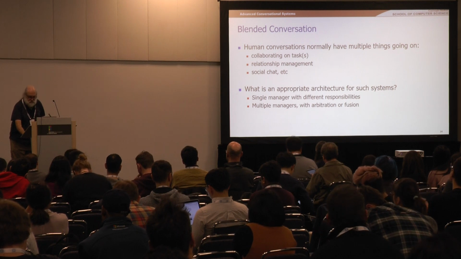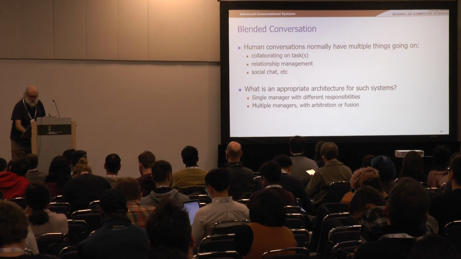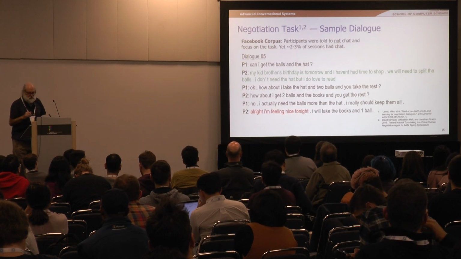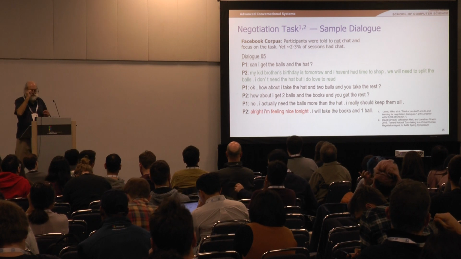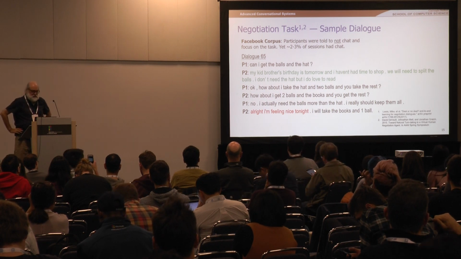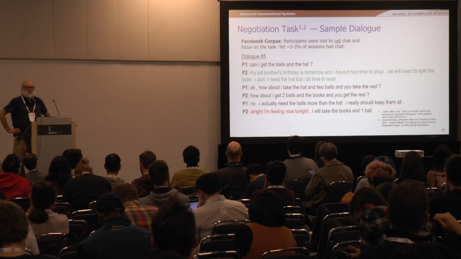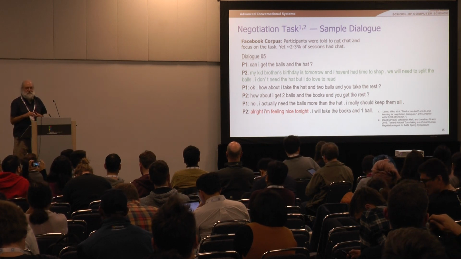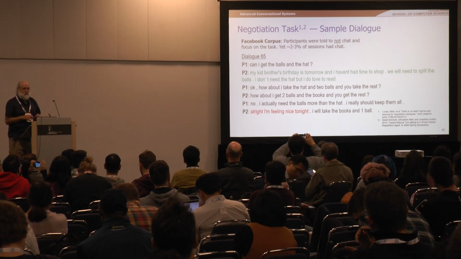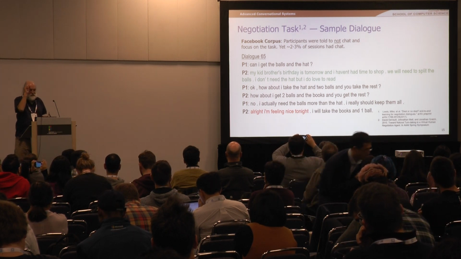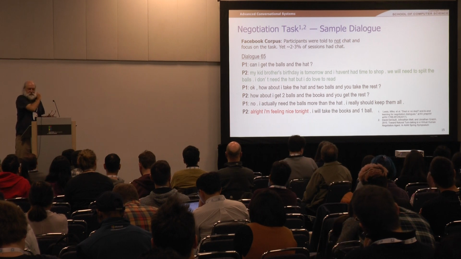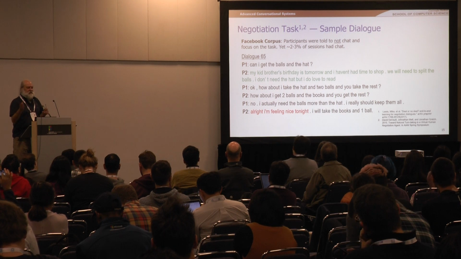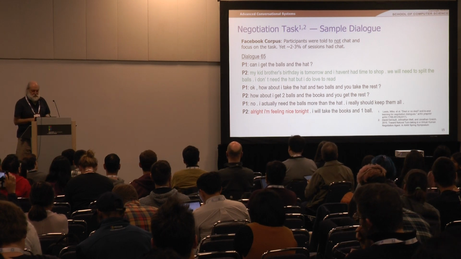So now I'm going to hopefully take not too much of a detour and talk to you about some recent work we've done that was based on the Facebook corpus for negotiation. So I think most people here are familiar with this, at least in passing. Basically, what they did and what we did is train a system that could negotiate with a human to partition objects that have different values to the two participants.